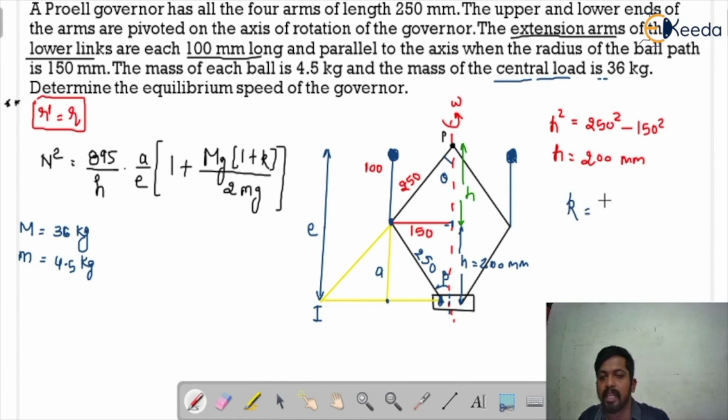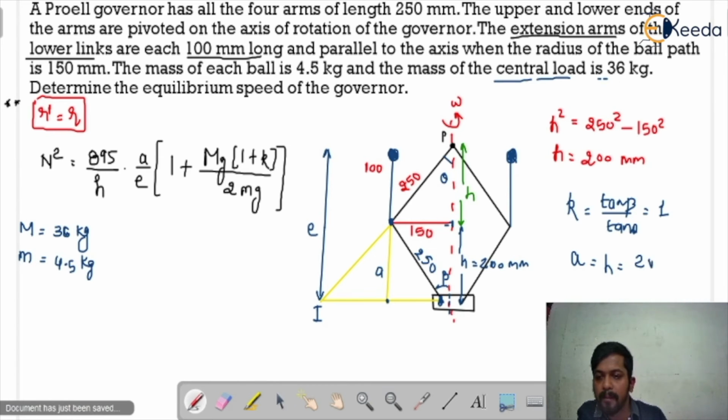So we all know that K is equal to tan beta upon tan theta, and theta is equal to beta, so tan beta upon tan theta is equal to 1, because it gets cancelled out as both have the same value. So K is equal to 1, we got. Now all the data we have calculated, just E is remaining. So A is equal to h is equal to 200 mm.